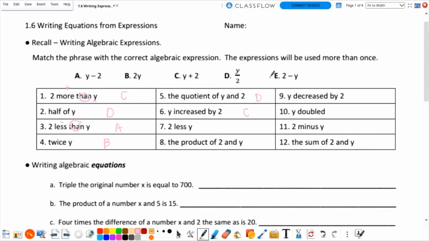So that's going to be E. Notice it's not going to be A, it's E. The product of 2 and y, product means we are going to multiply. So we're going to have B, 2y. Y decreased by 2, that's y minus 2. Y doubled, that's 2 times y, it's going to be B. 2 minus y, that one's pretty easy, E, 2 minus y. And then lastly, we have the sum of 2 and y. So we're adding 2 plus y, so we're going to have C.